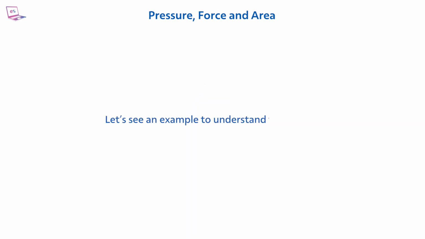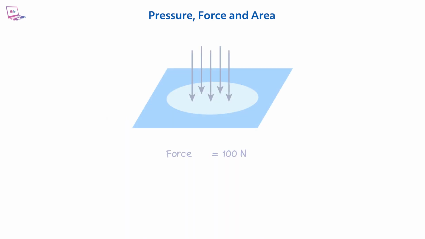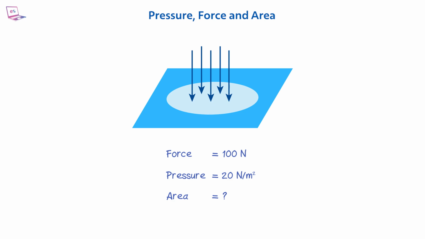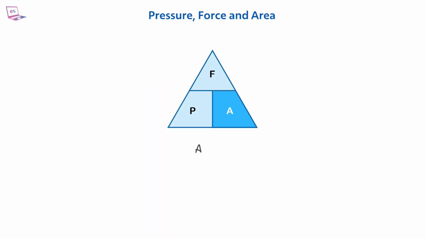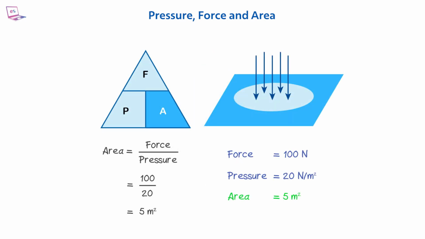Let's see an example to understand this better. A force of 100 Newton exerts a pressure of 20 Newton per square meter. Calculate the area of the surface that the force is being applied to in square meters. Here, the force and pressure are given, and you need to find the area. By covering A in the formula triangle, we get F divided by P. Area equals force divided by pressure. The area equals 100 divided by 20, which equals 5. The area of the surface is equal to 5 square meters.